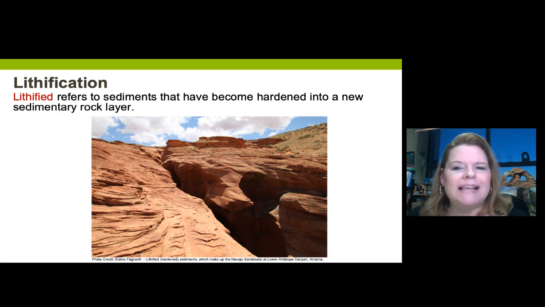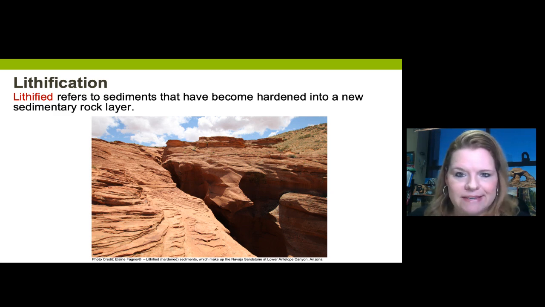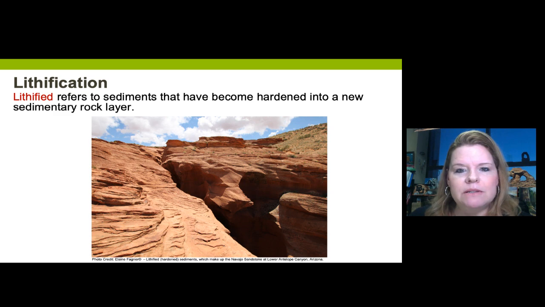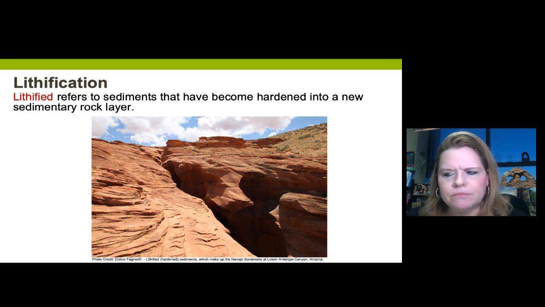Sometimes I get students asking me, how slow or fast does it take to lithify rock? Well, that's a loaded question. It depends a lot on the depositional environment, how humid, if there are minerals involved, the rate of deposition in the area. So I'll give you a true story from Hawaii.